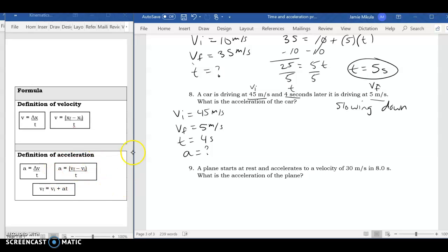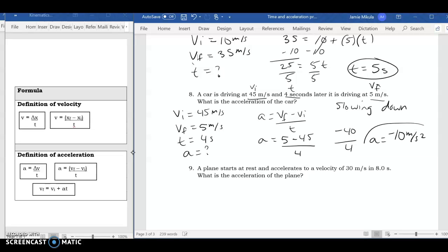I'm going to choose this formula right here. A equals VF minus VI over T. A I don't know. VF is 5 minus 45 over 4. So I'm going to get a negative number here. So 5 minus 45 is a negative 40 over 4. So A will equal negative 10 meters per second squared. So because it's slowing down, that's where the negative comes in.